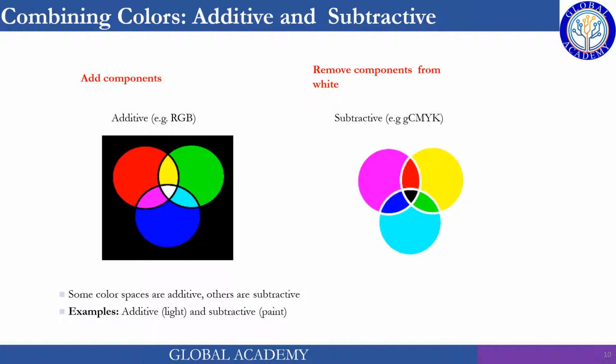Whereas in inverse or complementary space, we remove all the colors from white, so we get black. At the place of white, we get black; magenta at the place of red, yellow at the place of green, and cyan at the place of blue. So it's called cyan, magenta and yellow, or CMYK.